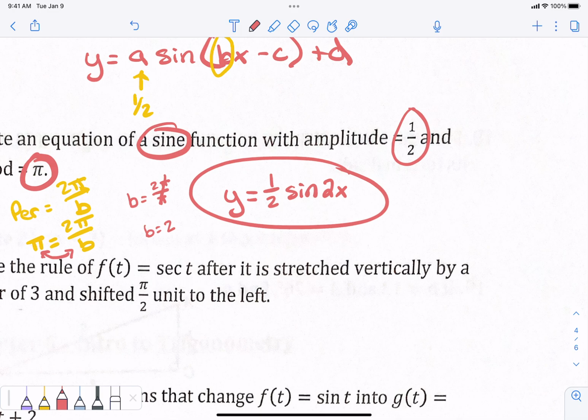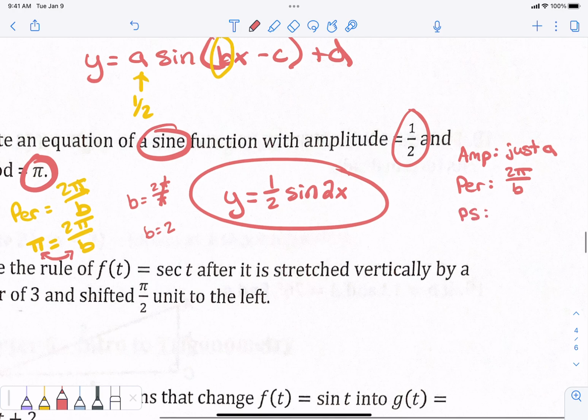All right, maybe it's a good idea to do amplitude over here. Amplitude is just A. Period is 2 pi divided by B, unless it's tangent, then it's just pi divided by B. The phase shift, which is the horizontal shift, is negative C divided by B. And the vertical shift is just D. So A and D are the easiest ones to do because it's just those numbers, right? That's how you find those.